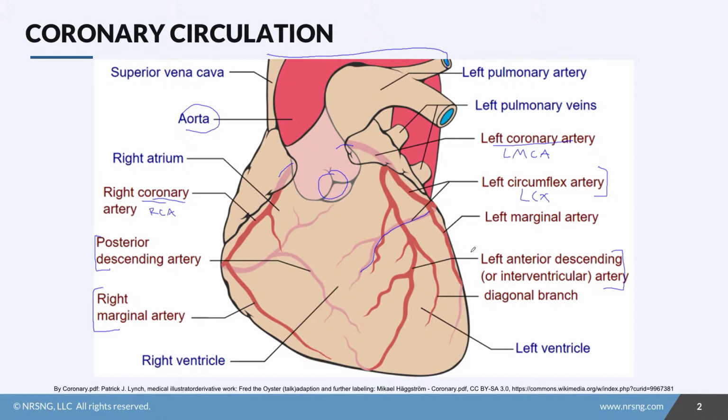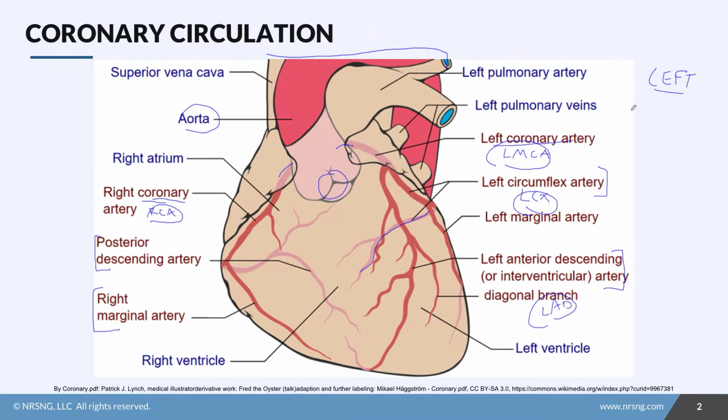Now you notice there's more branches on the left side, and that's because it's much larger than the right side. It's a larger muscle than the right side of the heart, so it has more vessels on that left side. Now the main vessels that are susceptible to blockage are going to be your RCA, your right coronary artery, your LMCA, the LAD, and the LCX. Now, we're going to learn more about the blockage and how this all works in the myocardial infarction lesson.